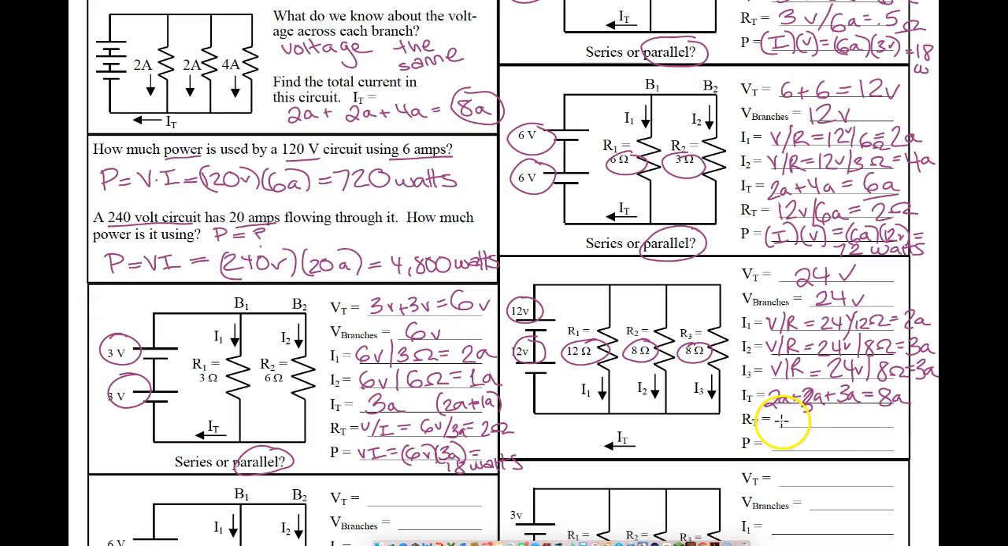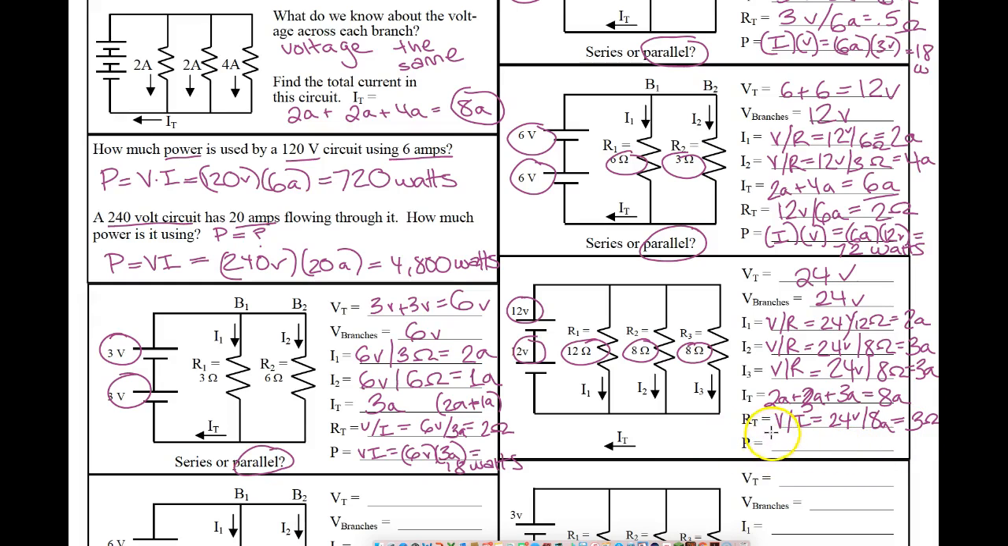So to find the resistance, we take the voltage divided by the current. So it is voltage divided by current equals 24 volts divided by 8 amps equals your resistance, which is in ohms. So your resistance is 3 ohms.